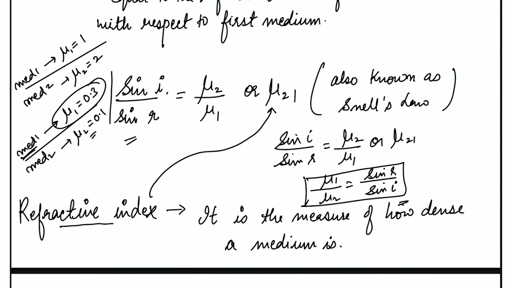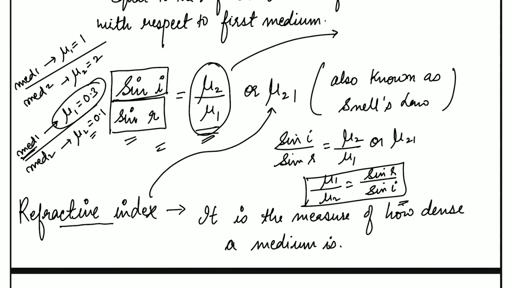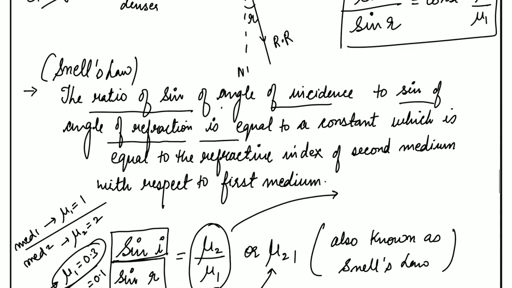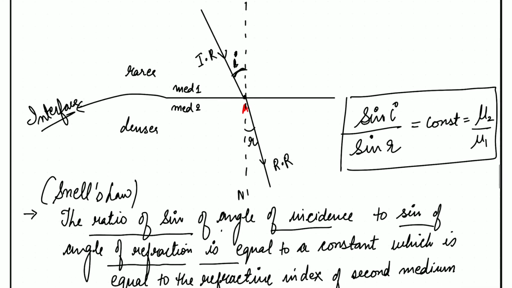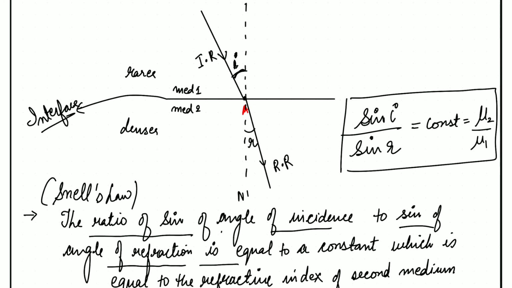So what is Snell's law telling you? The sine of angle of incidence upon the sine of angle of refraction is equal to a constant, which tells you how much bending will happen based upon the refractive index. So this is how you can write it. I don't want to just remember this, so here is how I write it whenever I see this image.